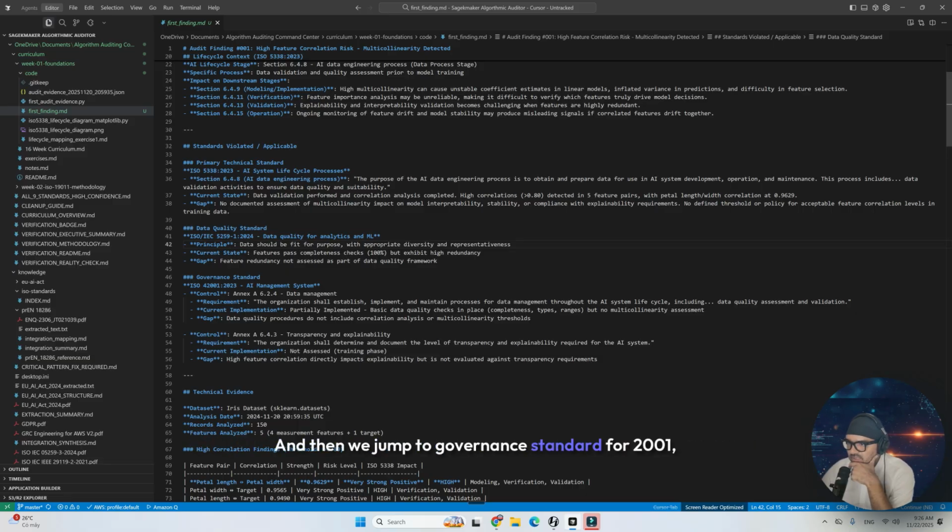And then we jump to the governance standard, ISO 42001, Annex A 6.2.4, data management requirement. The organization shall establish, implement, and maintain processes for data management throughout the AI system lifecycle, including data quality assessment and validation. Current implementation: partially implemented, basic data quality checks in place, but no multicollinearity assessment, as we just learnt from Claude there. Gap: high feature correlation directly impacts explainability, but it is not evaluated against transparency requirements. Now I understand that. Very simple.